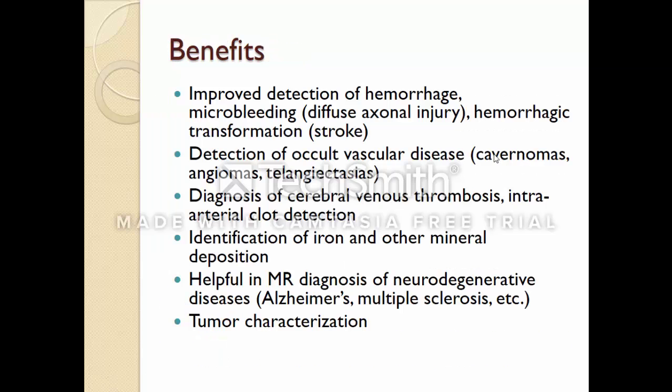So our new topic is the benefits of the SWI. It improves the detection of hemorrhage, microbleeding, and hemorrhagic transformation, like stroke, and it detects occult vascular disease. It helps diagnose cerebral venous thrombosis and detect intra-arterial clots. SWI also identifies iron and other mineral deposition like calcium phosphate, and it is also helpful in MR diagnosis of neurodegenerative diseases such as Alzheimer's or MS, and it also helps in tumor characterization.